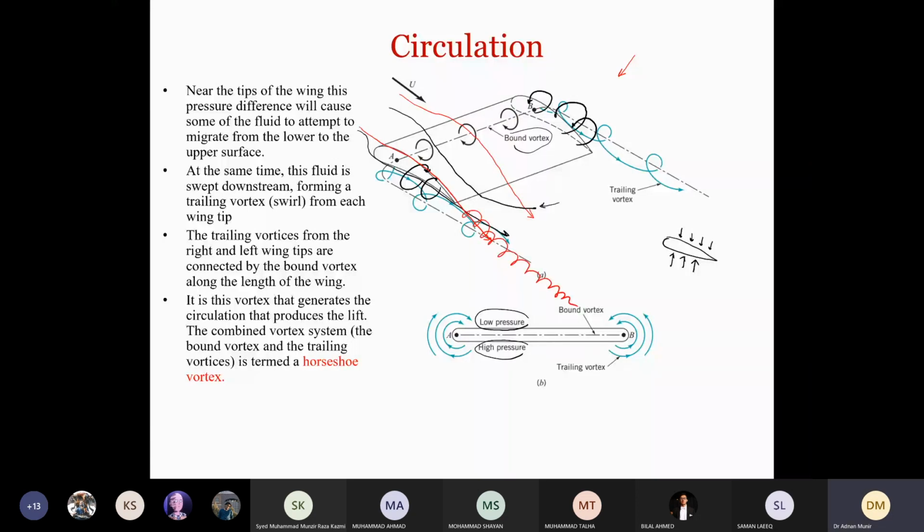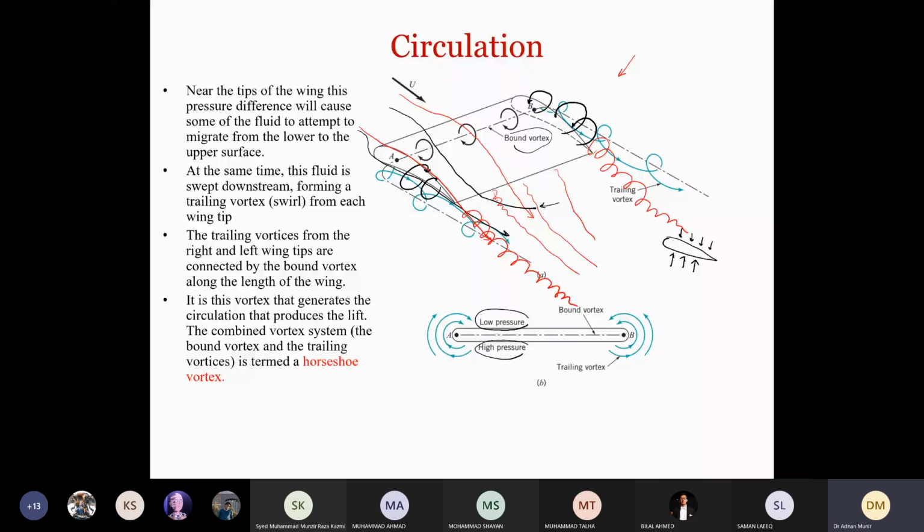So these helical vortices will have maximum strength at the tip, and their strength will decrease as we move inside the wing, because tip effects are only present on the ends, right? So they will not be felt inside the wing. So this is what he's saying.